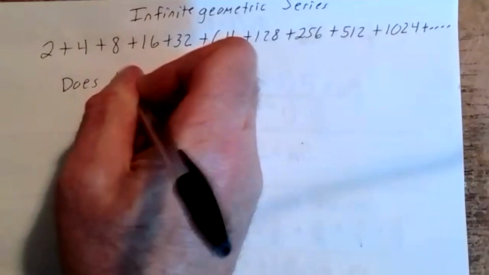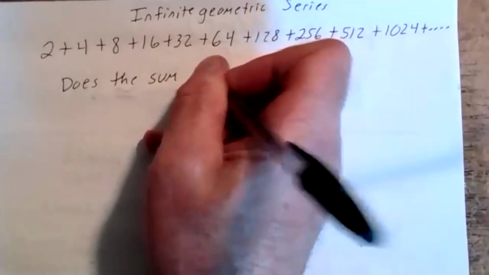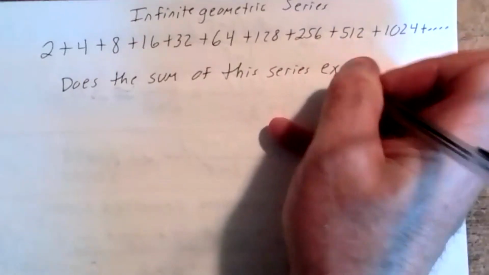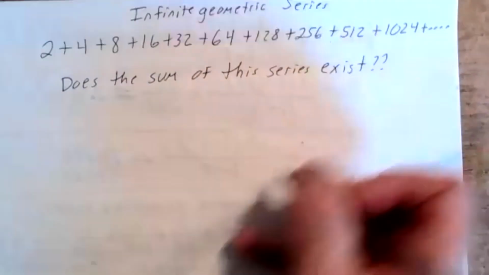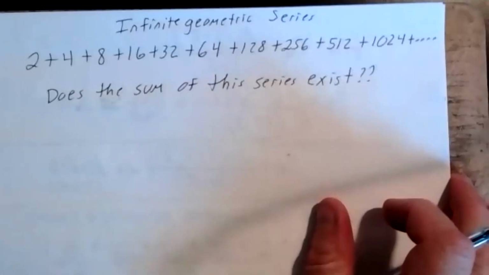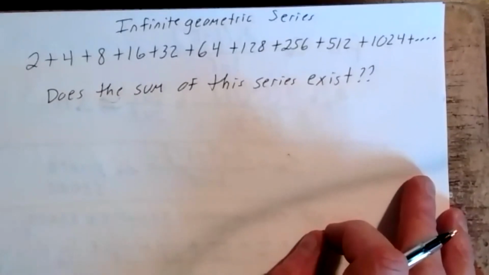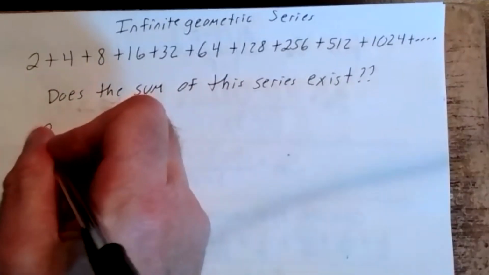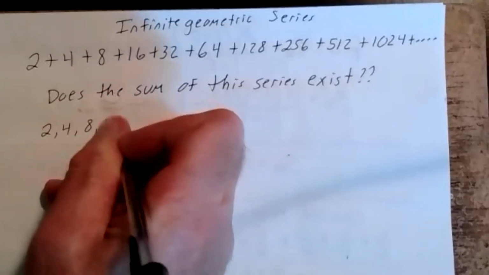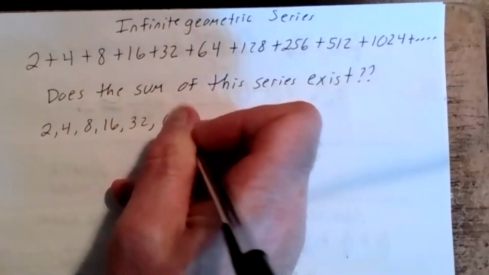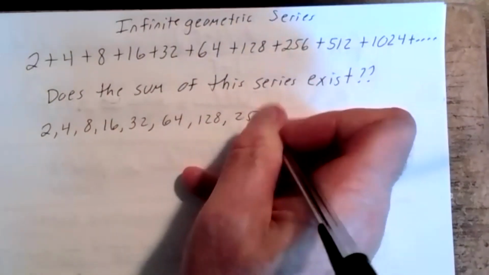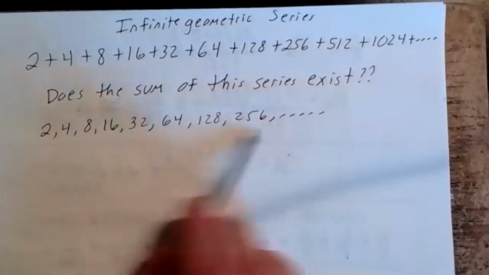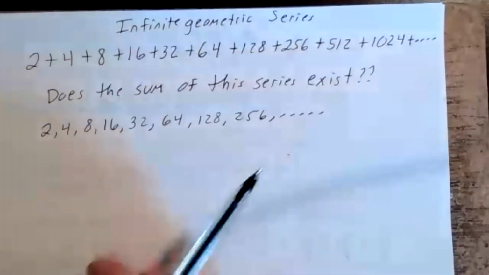Does the sum of this series exist? Do you think there's a sum to this infinite geometric series? I don't think there is for this one. The associated geometric sequence would be 2, 4, 8, 16, and on it goes. This is the associated infinite geometric sequence to this infinite geometric series.